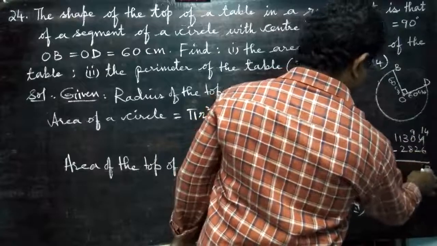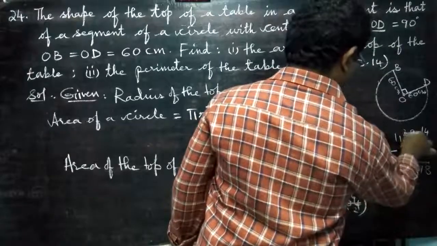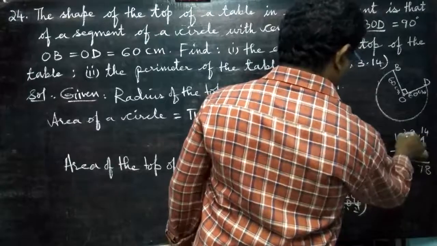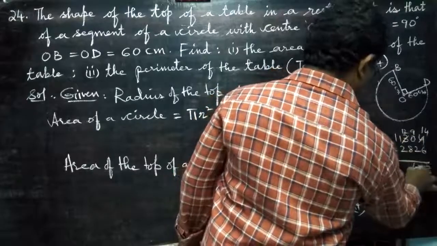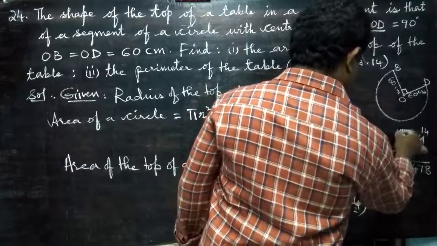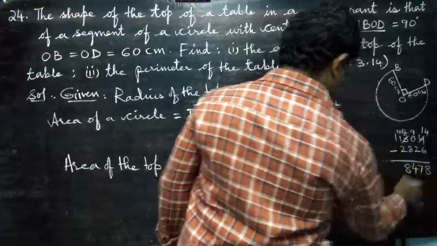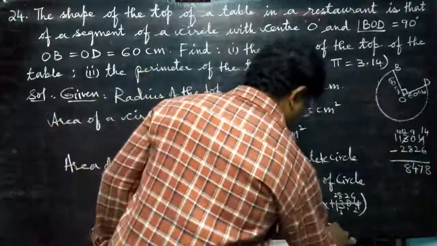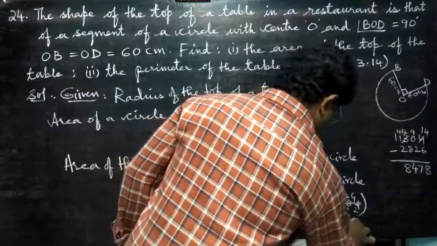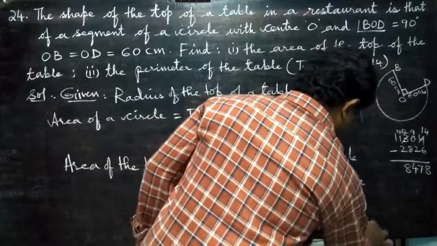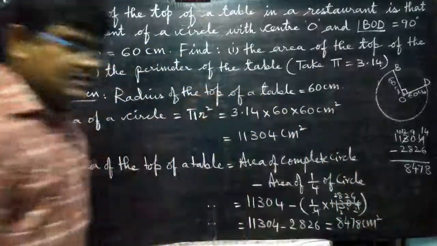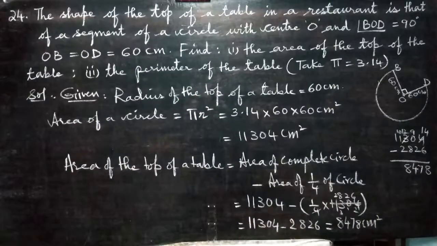9 minus 2 is 7. Here 2 will be there. Again borrow, 12. 12 minus 8 is 4. Here 10 will be there. 10 minus 2 is 8. What you got is 8,478 centimeter square. What is this? The area of the top of a table. Are you able to follow? Clear? Any doubt? Subtract properly.